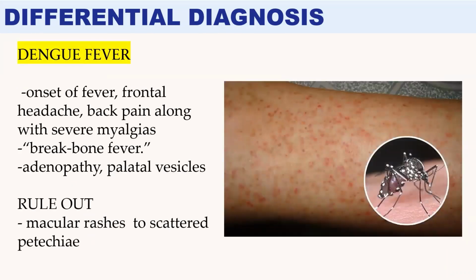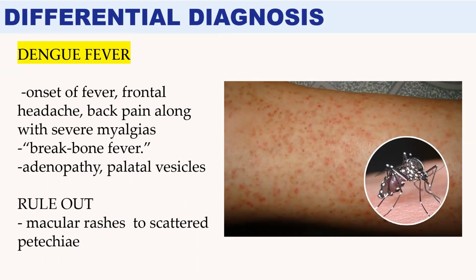Second differential diagnosis is dengue, which begins after an incubation period averaging 4 to 7 days. We rule in dengue since a typical patient with dengue fever experiences sudden onset of fever, frontal headache, retroorbital pain, and back pain, along with severe myalgias, which was presented by the patient. These symptoms gave rise to the colloquial designation of dengue as break bone fever. Also, adenopathy and palatal vesicles were noted.